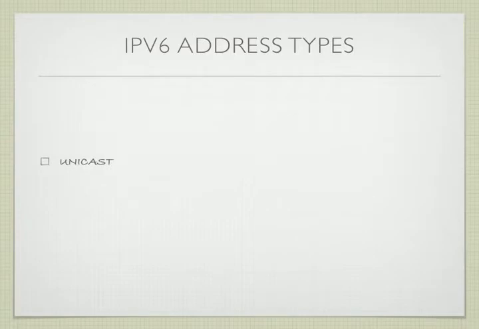There are 3 IPv6 address types. Unicast is exactly the same as it is in IPv4, where we're having 2 nodes talking directly to each other. Multicast, again, exactly the same as IPv4, and defined and used in the same scenarios.